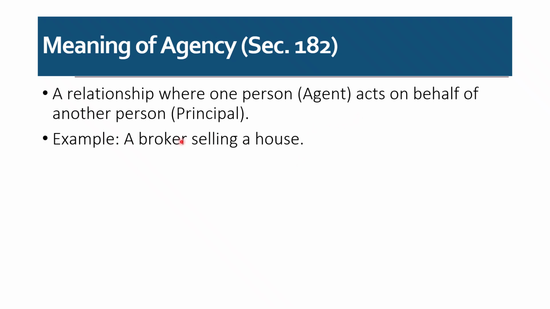We can take various examples here. A broker selling a house, a salesperson purchasing goods for a company, a lawyer representing a client, a post office delivering mail, or maybe a stockbroker buying shares for an investor. So therefore we understand that agency is everywhere in business; companies operate through these agents.